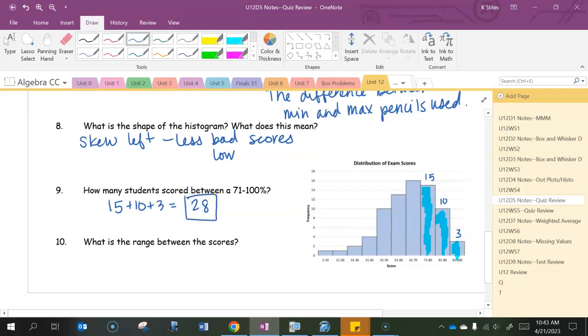Okay, and then finally we have what is the range between the scores. So again, range is max minus min. Our max is going to be 100, and it looks like our min is 1. And so the range is a 99%.